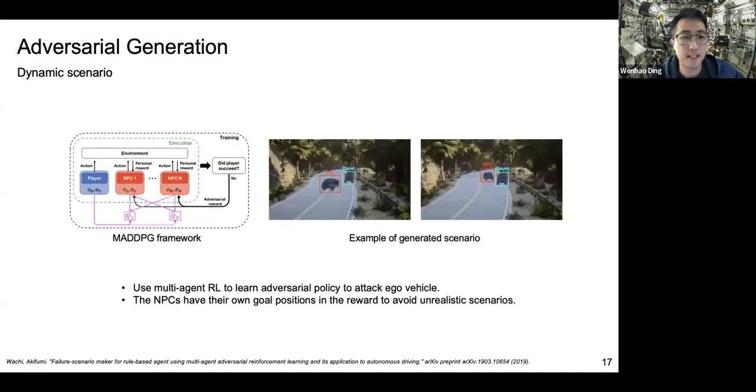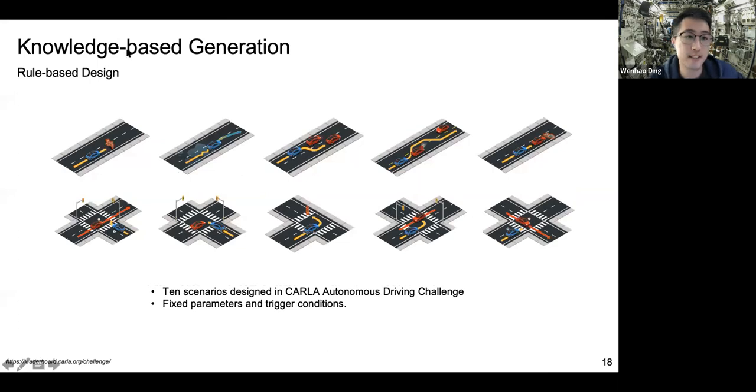Okay, that's for the adversarial generation part. And lastly, we can talk about this knowledge-based generation. Firstly, I introduce this rule-based design method. These ten scenarios are from the design in the Scala autonomous driving challenge.